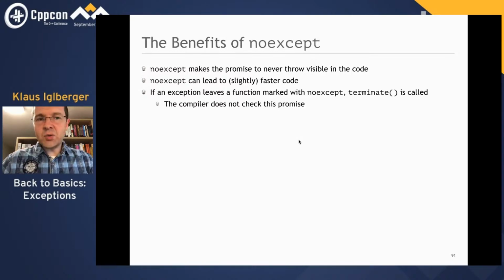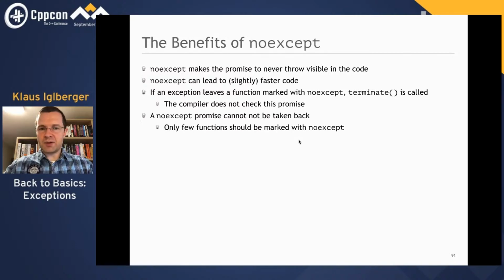Note that if you indeed mark a function with noexcept, and you still throw from this function, so an exception leaves this function, then again terminate is called. And unfortunately, the compiler does not really check this promise that you give. This is something that the compiler has never done before. Before C++11, the compiler did not check any kind of exceptions. You're on your own here. So if you give the noexcept promise, then make sure that it is true. And make sure that you can also give this promise. The compiler will not help you.